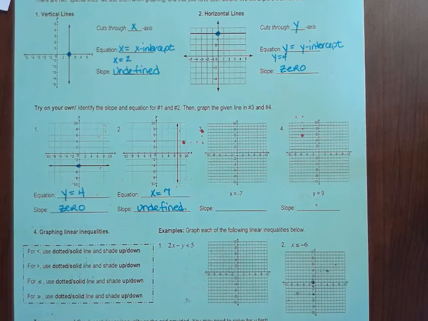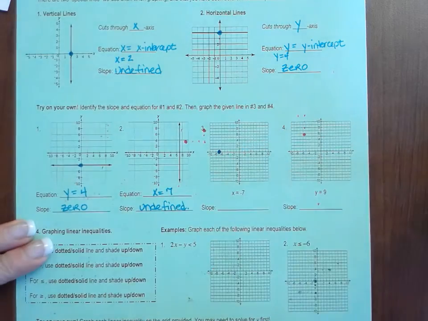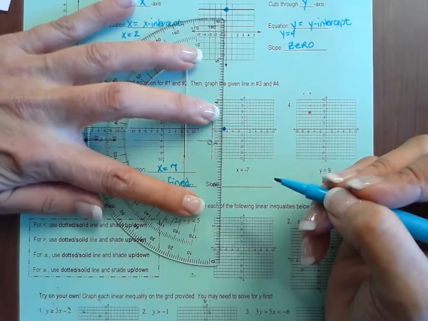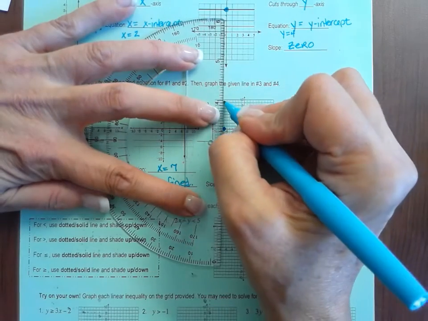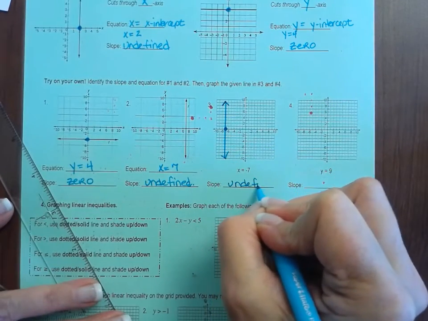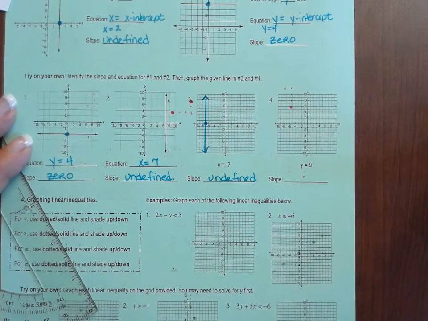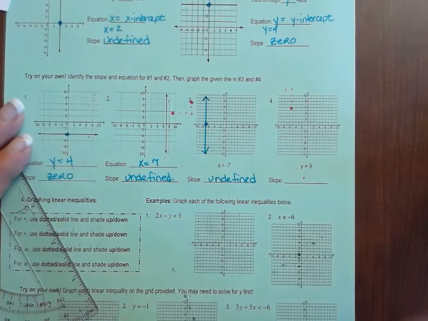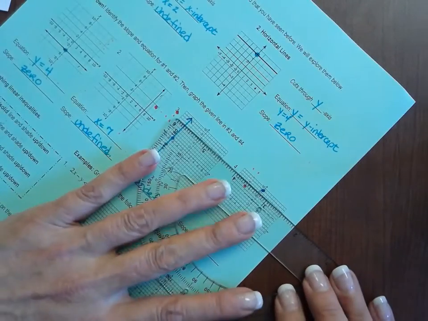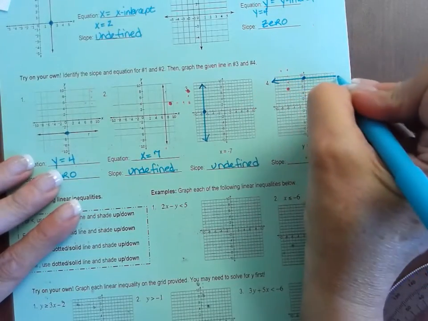And then when we graph, we're going to do the same thing. I have x equals negative 7. So if I mark my x-intercept, that's going to tell me that my line is undefined. This ringing bells? Easy peasy. And since my y-intercept is 9, that gives me a 0 slope.